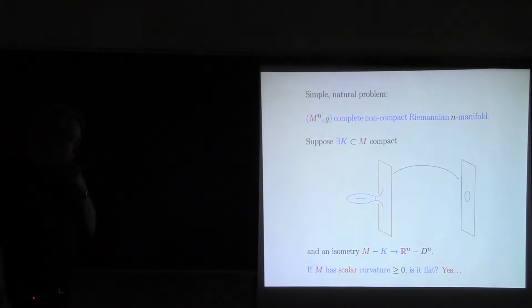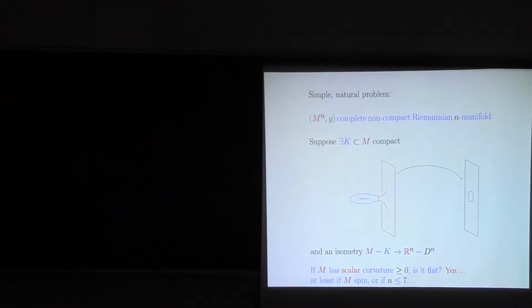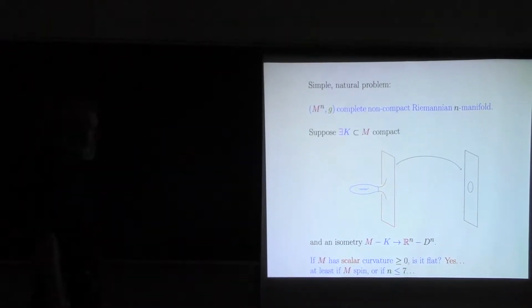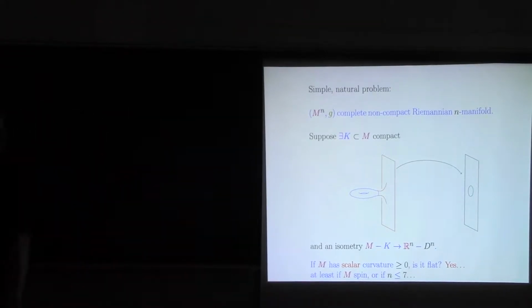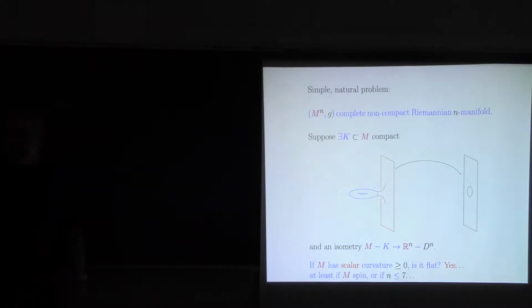All right. So this is actually a true statement: if the manifold has scalar curvature greater than or equal to 0, and it looks exactly like Euclidean space outside some compact set, then this weak condition, scalar curvature greater than or equal to 0, is enough to guarantee it's actually Euclidean space. At least, if you assume the manifold is a spin manifold, or if its dimension is less than 8, there's now an announcement of Schoen and Yau, who believe that they have a proof of this in general dimensions.